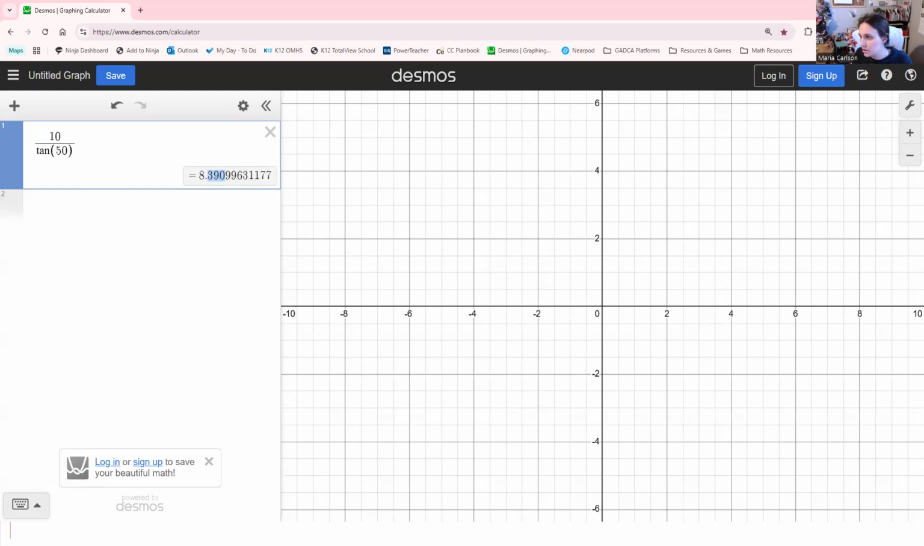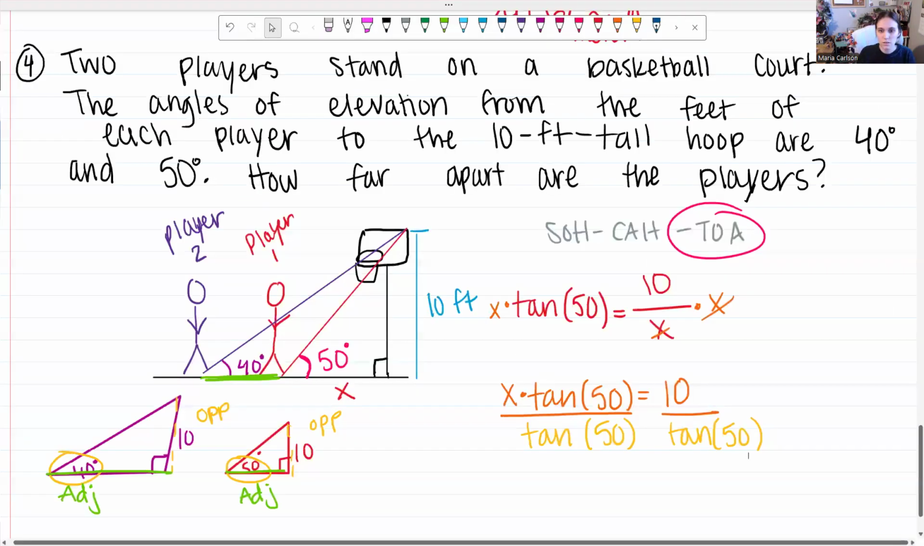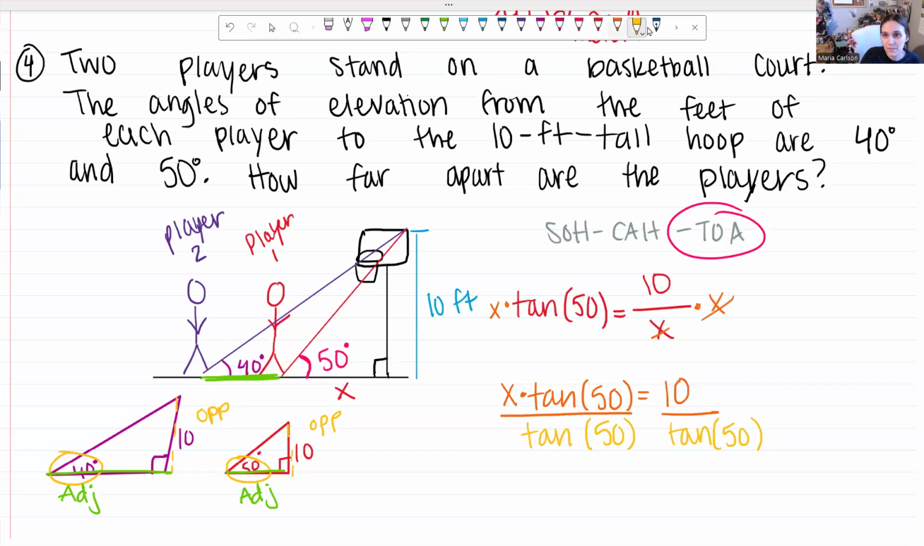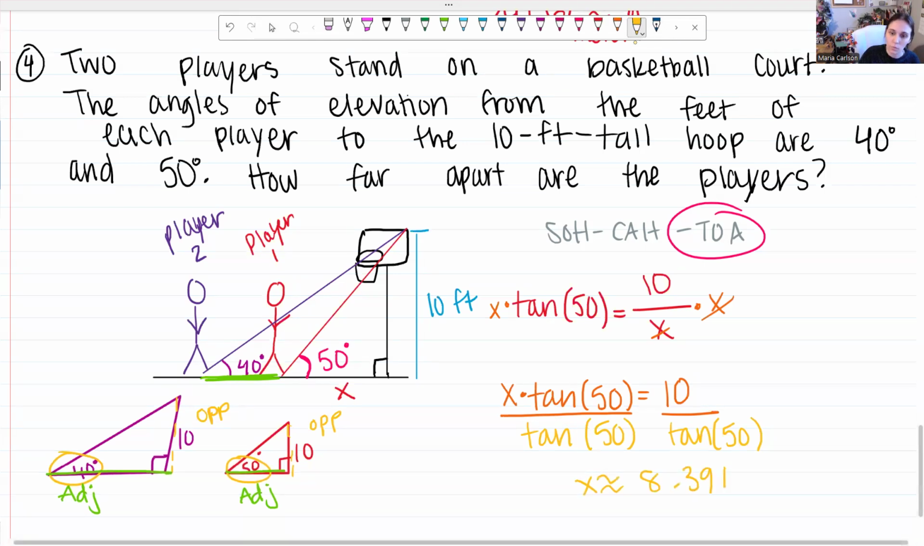So let's put that in our page of notes. This distance x is approximately 8.391.